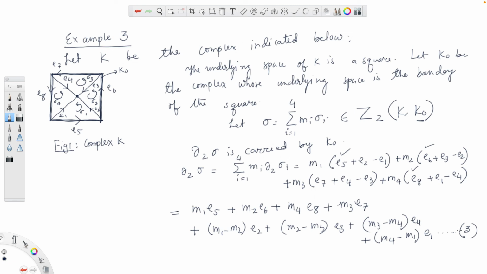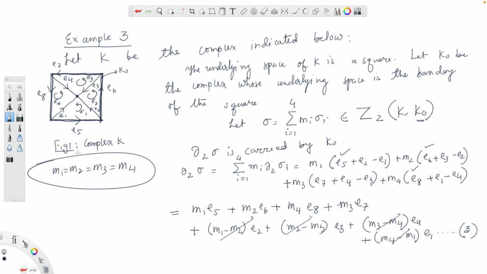Now, since we want delta 2 sigma to be carried by K0, which is the boundary of the given square, one must have these contributions to be identically 0, right? This should go away, this should go away, this should go away, and this should go away as well, so that we have contributions from the boundary of the square only. So we want M1 to be equal to M2, we want M2 to be equal to M3, and M3 to be equal to M4.